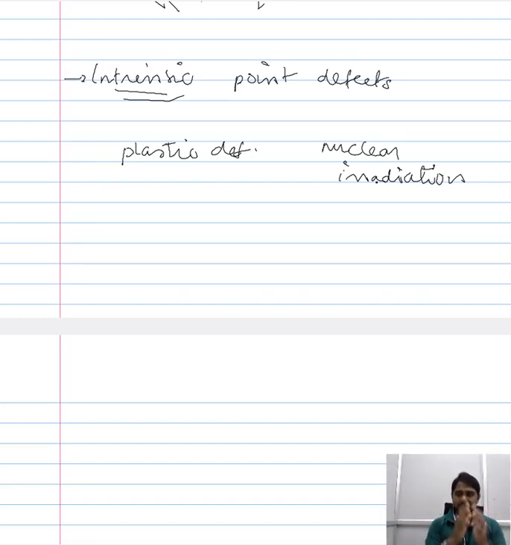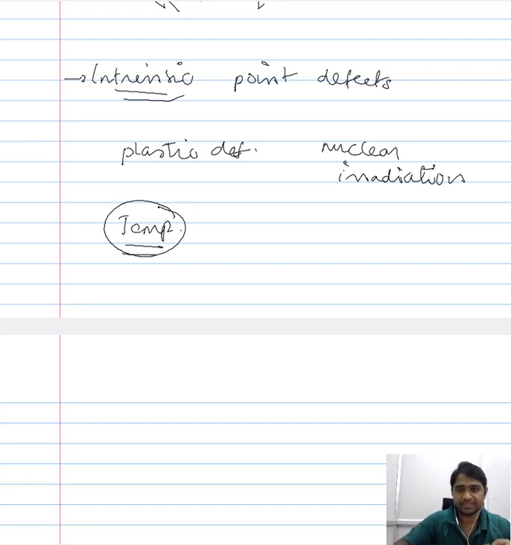So as a whole, the major contributors to the formation of point defects are plastic deformation and nuclear irradiation. Now, in addition to these external factors, it is also observed that with an increase in temperature, these point defects also increase. Just by increasing the temperature of the material, the point defects increase. So in addition to the external factors contributing to point defects, we have the internal change in the material that introduces point defects.